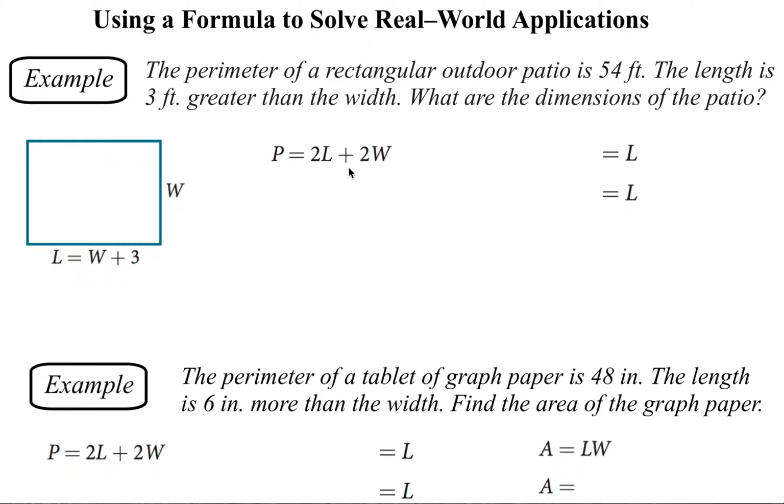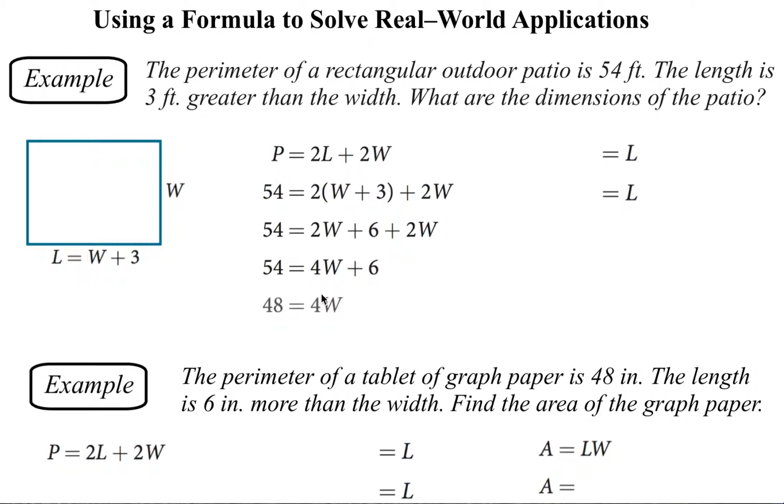And the formula for perimeter is twice the length plus twice the width. So now we have both our length and width in terms of the width. This is where we had two variables, but we want to write one of them in terms of the other. So let's go ahead and solve this for W. Our perimeter is 54. Here we substitute in W plus 3 for anytime we see the letter L, and then plus 2W, distributing our 2, adding like terms, and then solving for W, we end up with W equals 12.